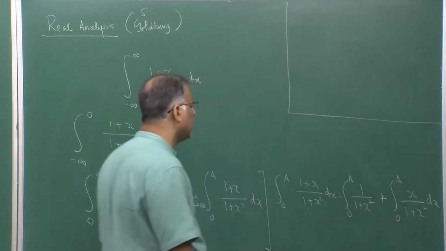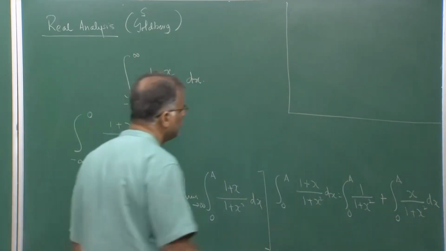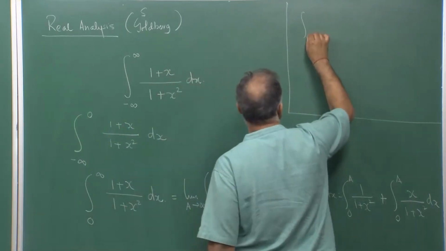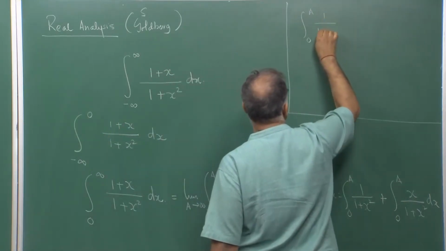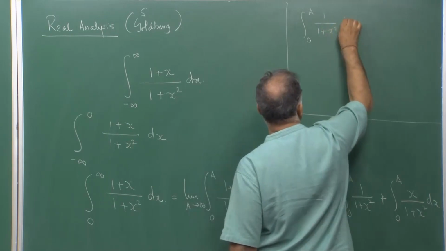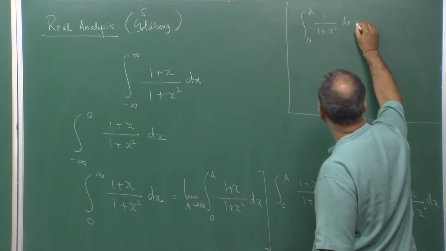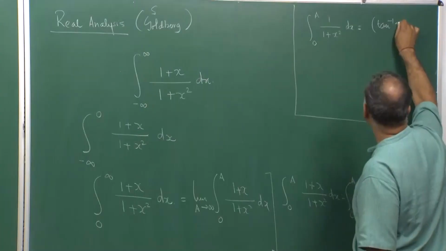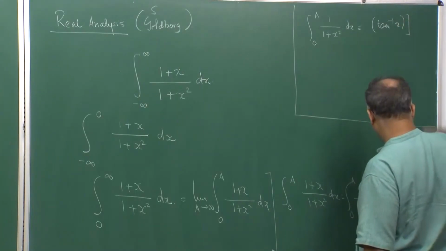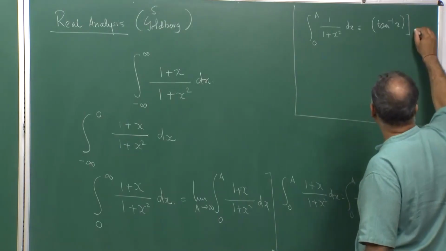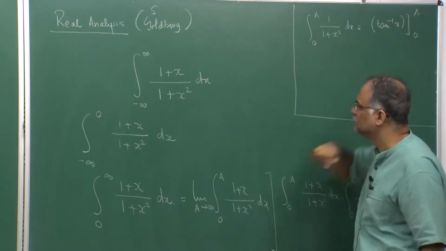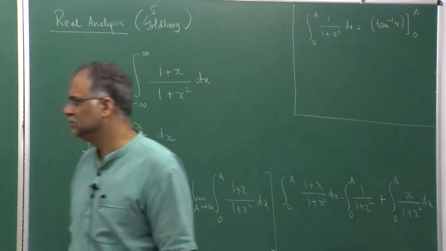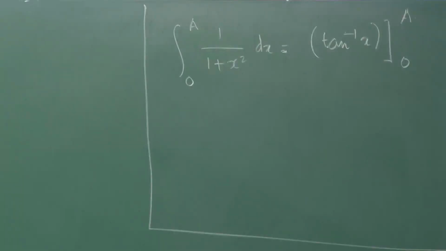So, what would this integral give me? The first one is the integral from 0 to a of 1 by 1 plus x square dx. This is an elementary thing to know, that this is nothing but tan inverse x, evaluated from 0 to a. So, it is tan inverse a.